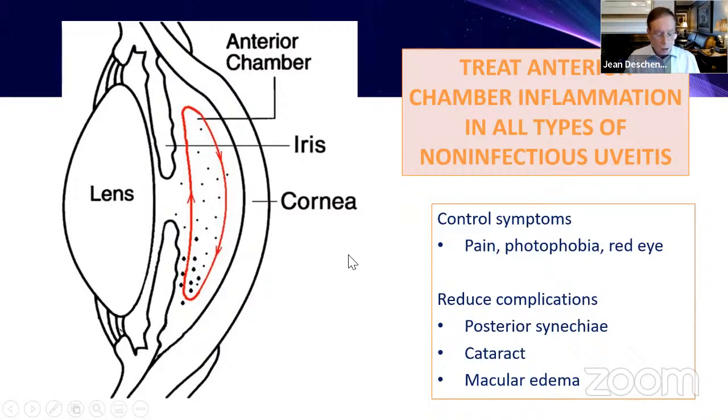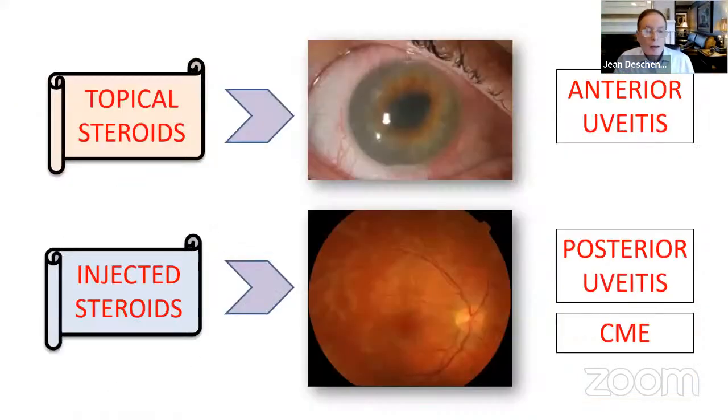So correct use of corticosteroid, topical in anterior uveitis will control the symptoms, the pain, the photophobia, will also reduce the complications like posterior synechia, cataract, and macular edema. So corticosteroid topical are used for anterior uveitis, like in this case with a hypopyon. The periocular injected corticosteroid or intraocular corticosteroid are used for posterior uveitis or CME-induced macular edema.